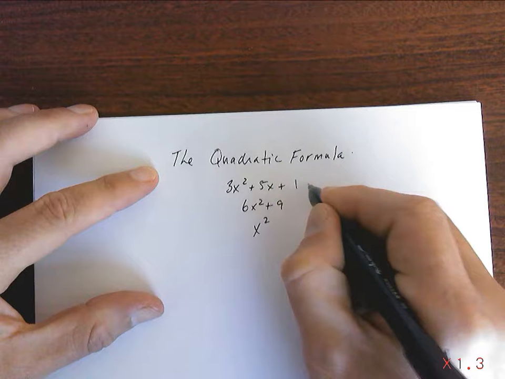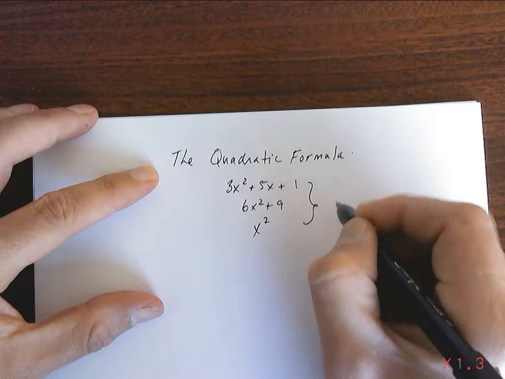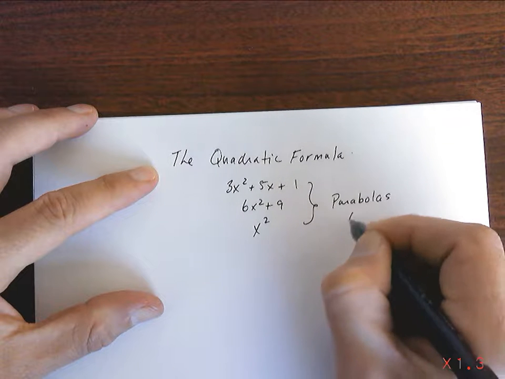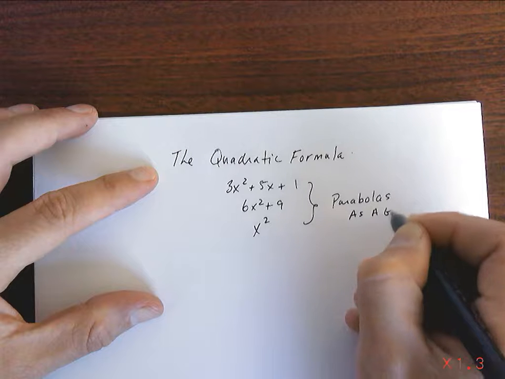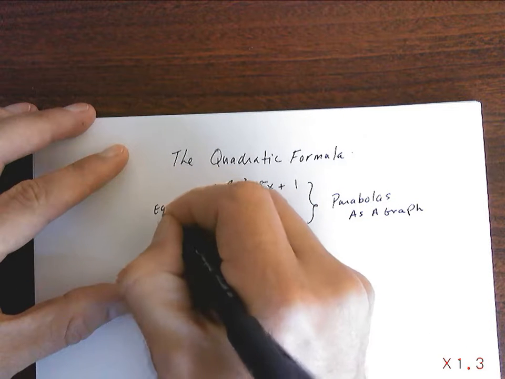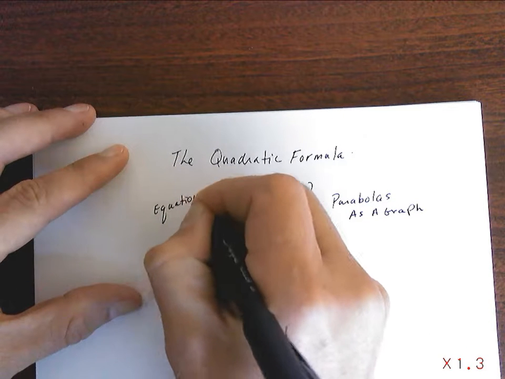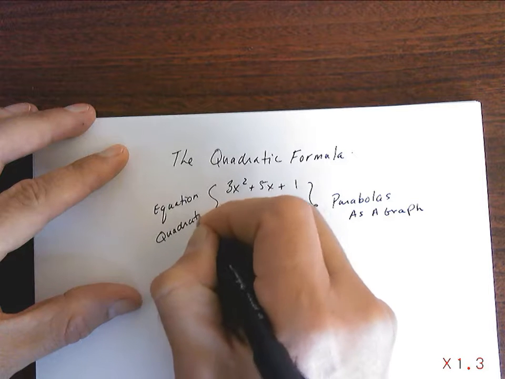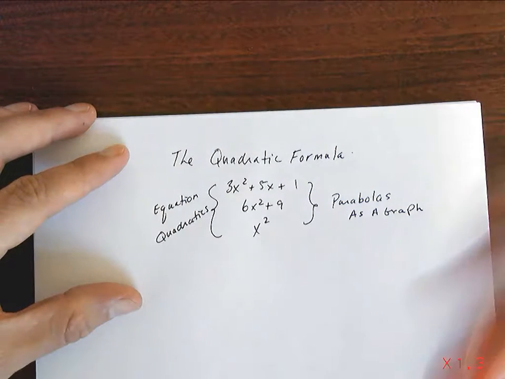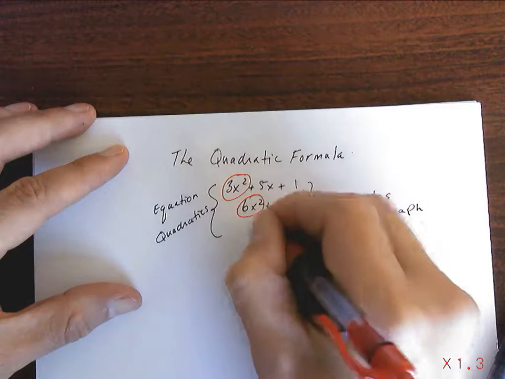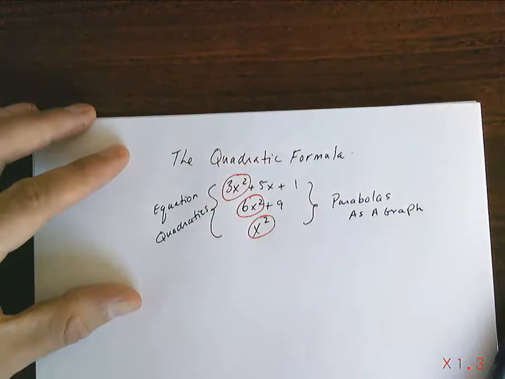As a graph, we call them all parabolas. As a graph or a picture. As an equation, we call them quadratics. And what do they all have in common? This x squared term. And that has to be the highest degree.